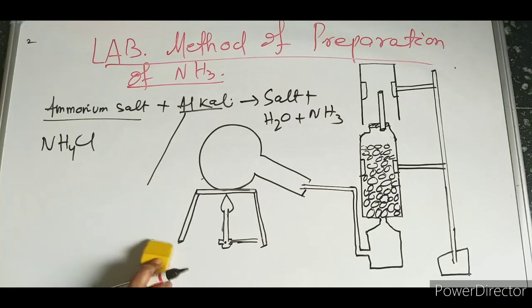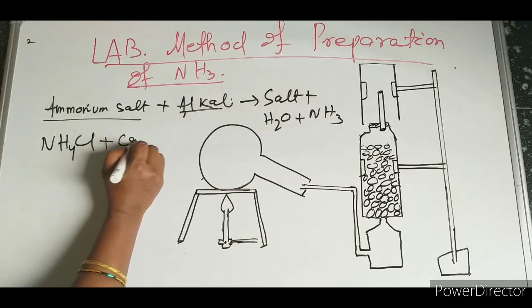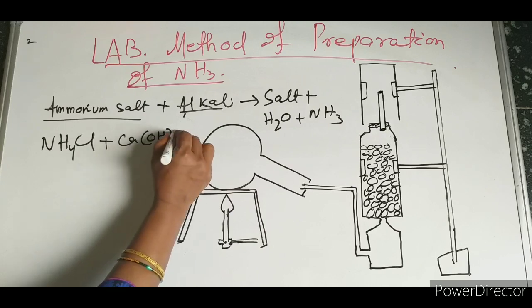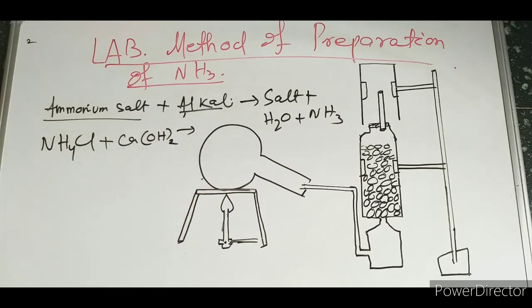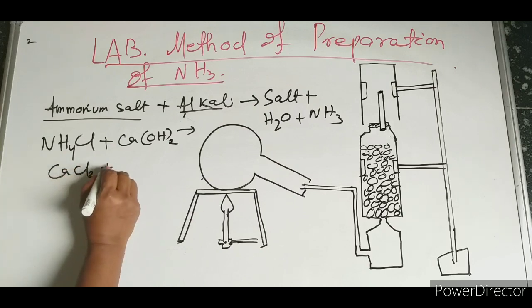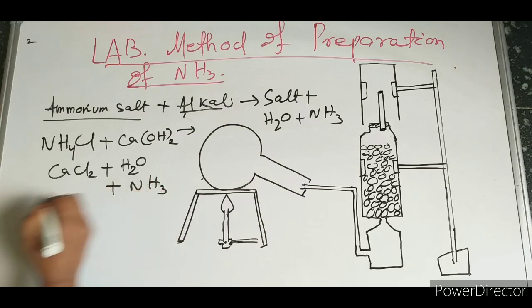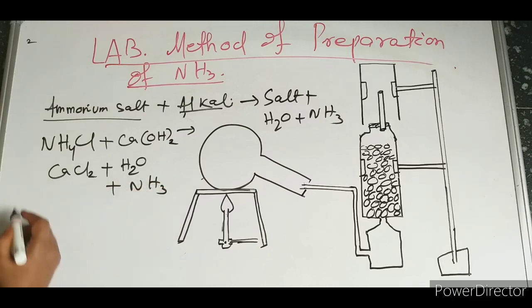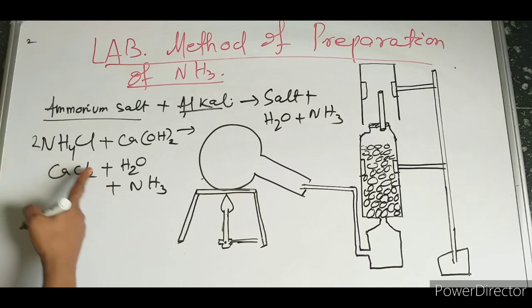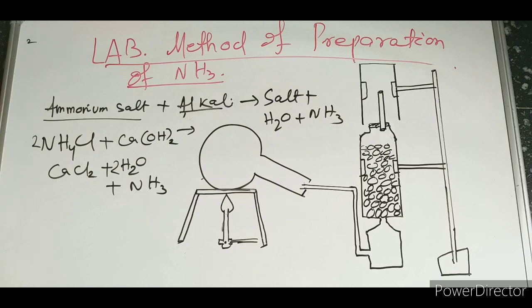So here we are using ammonium chloride plus calcium hydroxide. The salt along with this is calcium chloride, plus water. Along with that we get ammonia. So here 2 ammonium chloride, then water 2, calcium chloride 1 and ammonia 2.